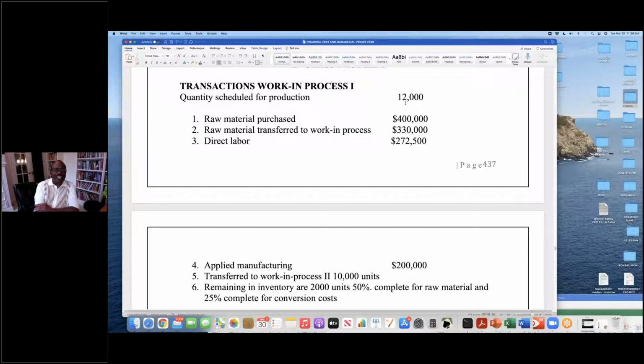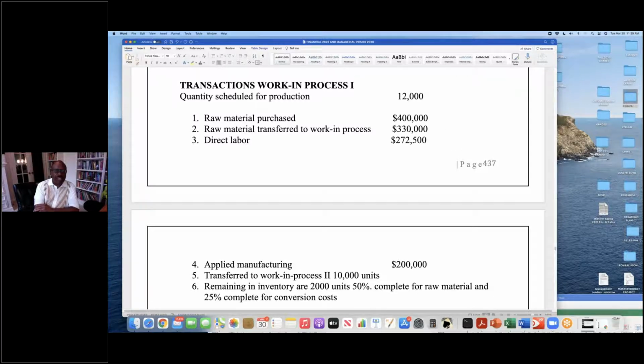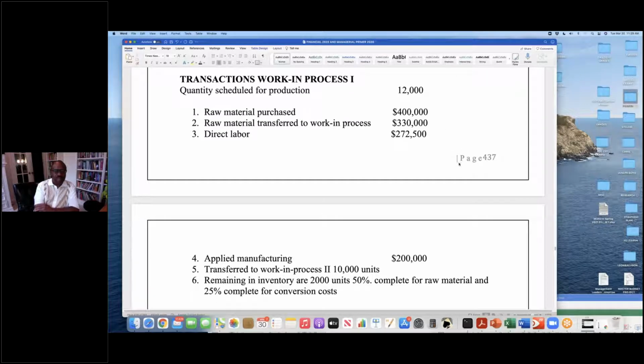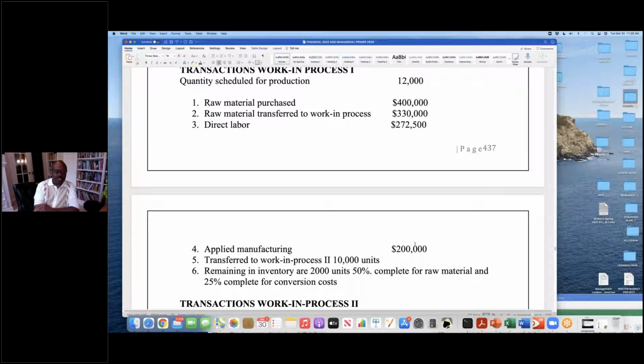My team 8. Okay. So here, our quantity schedule for production is 12,000. The raw materials purchased is 400. Raw materials transferred to work in process 330. Direct labor 272. So we're a little simpler for you. And the applied manufacturing overhead is 200,000.